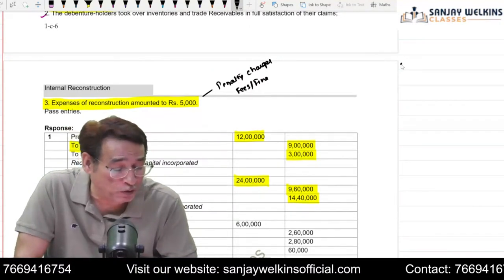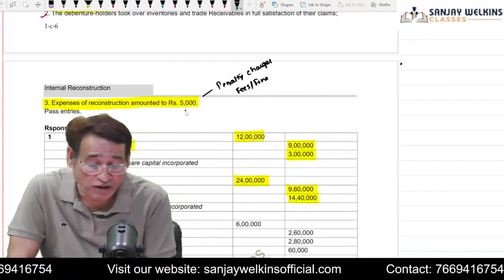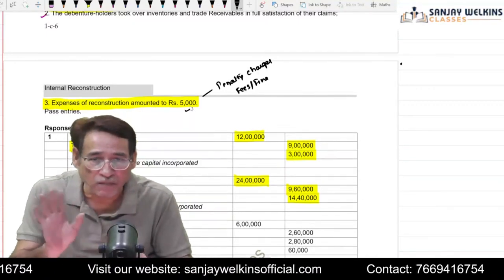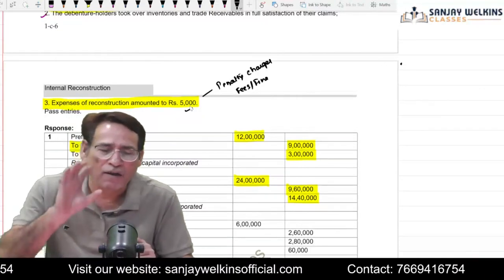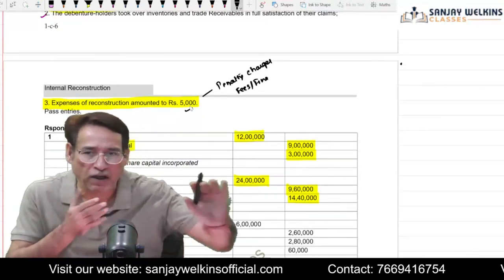First of all, you need to understand that, have you written this item in the balance sheet? This item is not written in the balance sheet. Directly or indirectly, you are paying an expense.